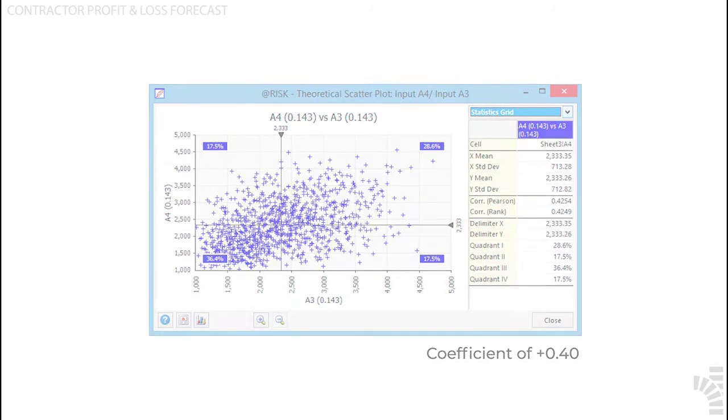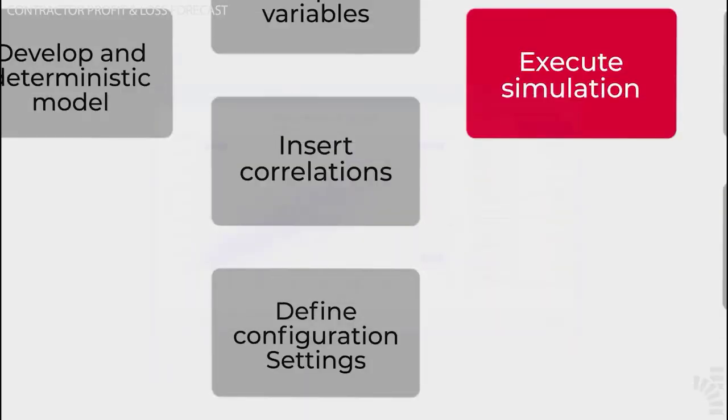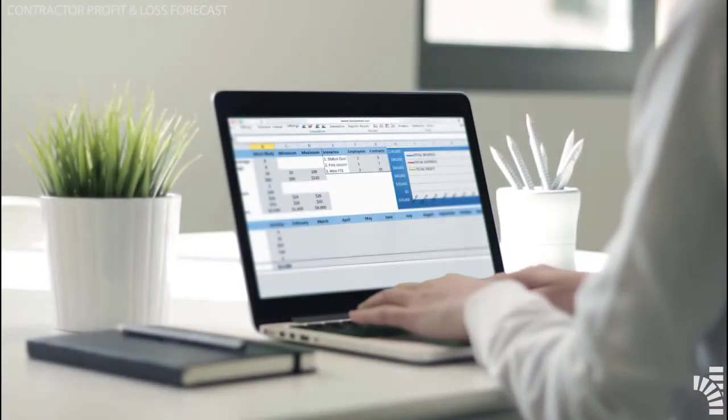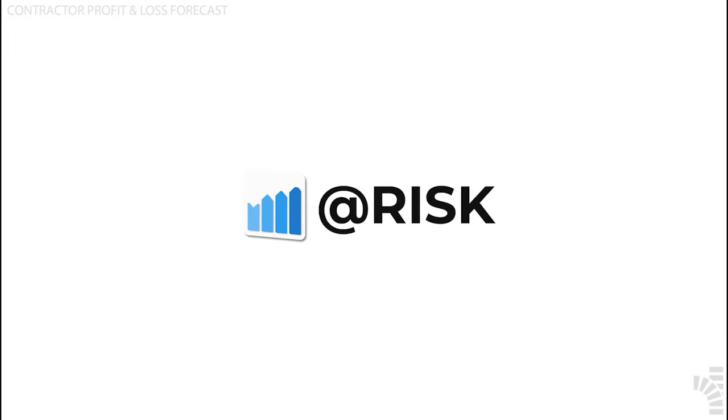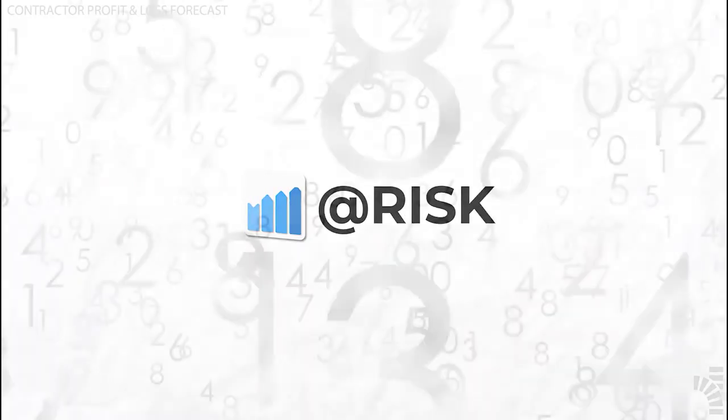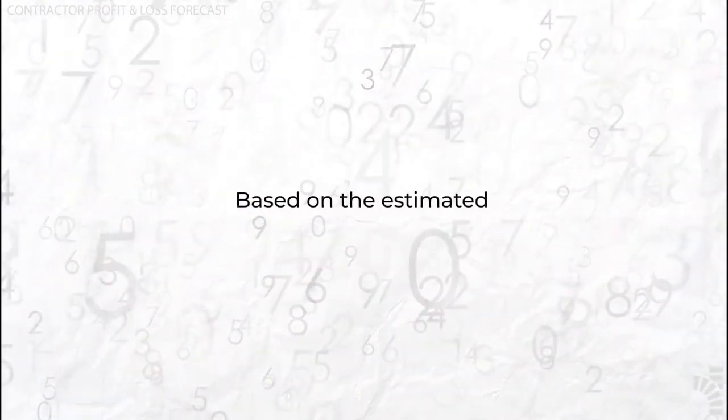Number 5, defining configuration settings allows the user to specify how the Monte Carlo simulation process is going to be run and controlled. Number 6, the core of the whole process consists of executing or running the Monte Carlo simulation. At this step, @RISK simulates thousands of probable outcomes based on the estimated statistical distributions of each variable on the model.